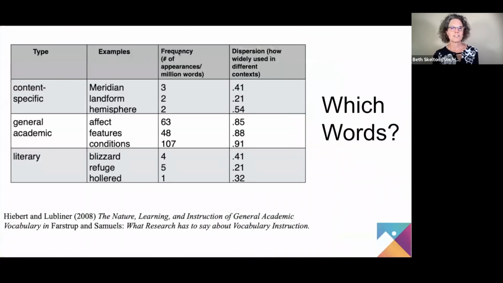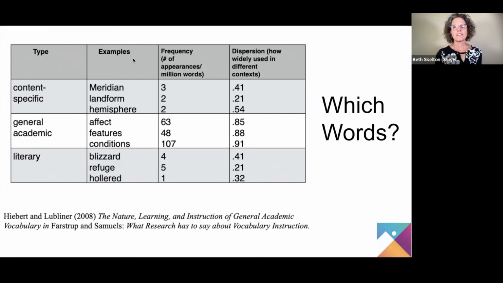So when they did research, and this is a lot of text, so I'm going to walk you through it. This comes from this book called What Research Has to Say About Vocabulary Instruction. Somebody did this research where they did 1 million different words. They took the frequency of appearance of certain words in 1 million. And you can do that now with the internet. And then they said, how many times does it show up? So the word landform, for example, or hemisphere, only shows up twice in 1 million words. So not a lot of frequency, right?